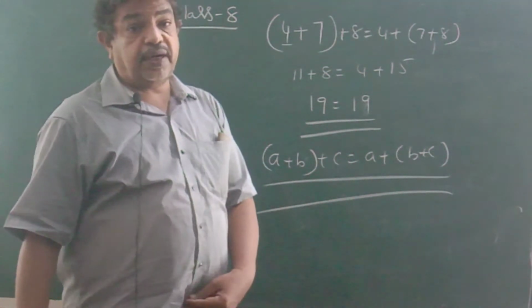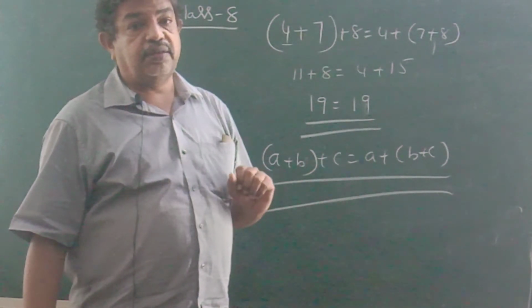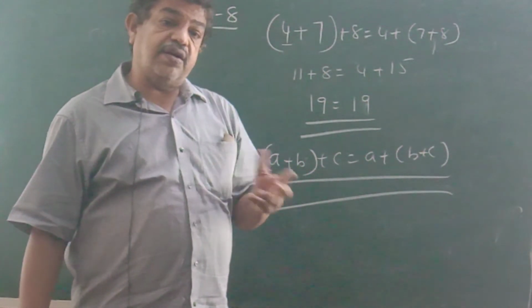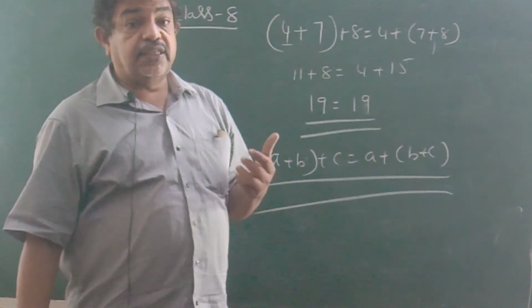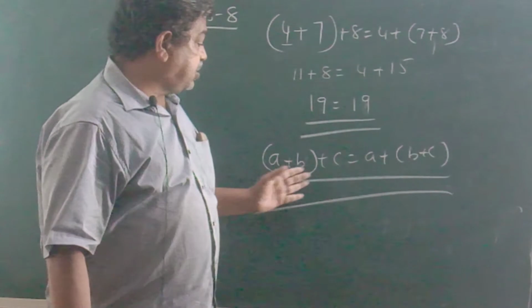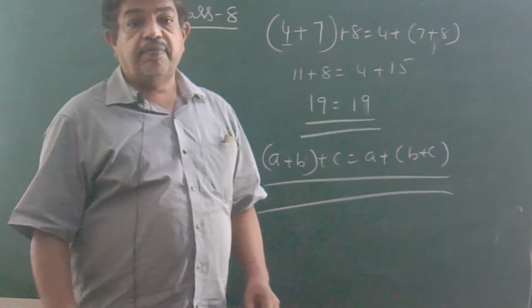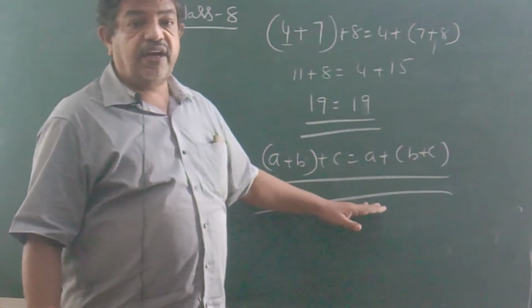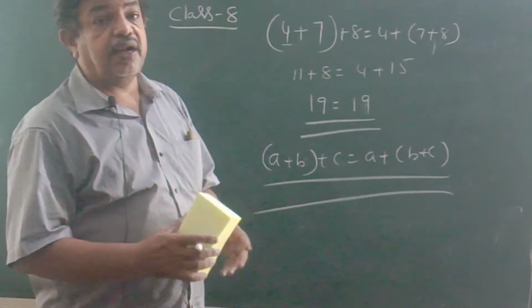What is closure property under addition? The sum of two rational numbers is a rational number or not. The sum of two rational numbers in any order is the same or not: a plus b is equal to b plus a. The sum of three rational numbers, a plus b plus c, is equal to a plus of b plus c. If this is satisfied, we say rational numbers have associative property under addition.